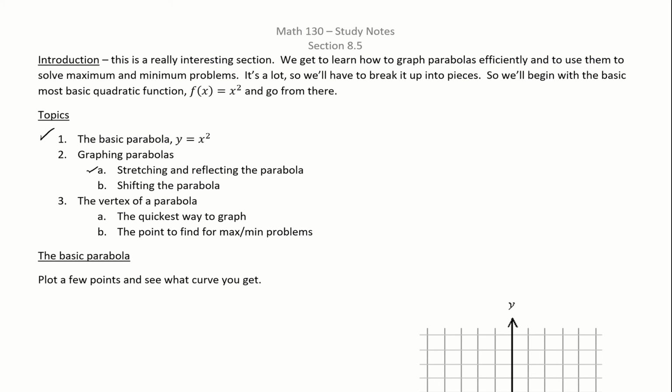Okay, so we need to talk about this. The next section will deal with shifting and the vertex. And then finally, we'll take care of a quick way to graph a parabola and how to solve a max-min problem. Okay, let's do this.